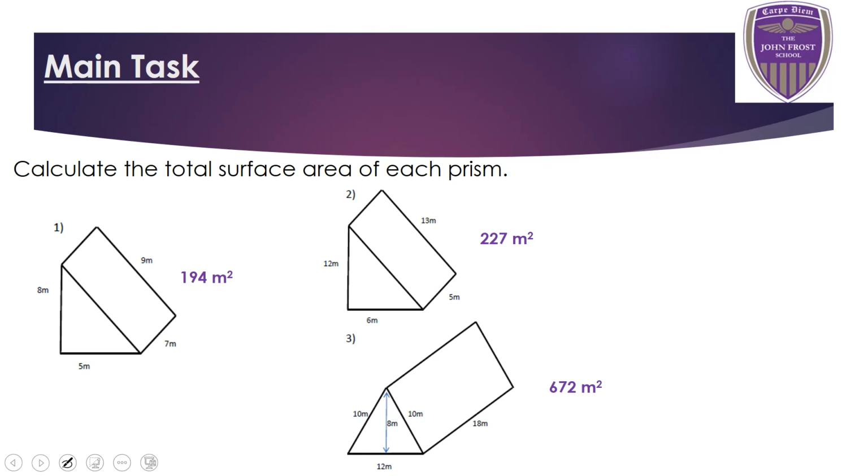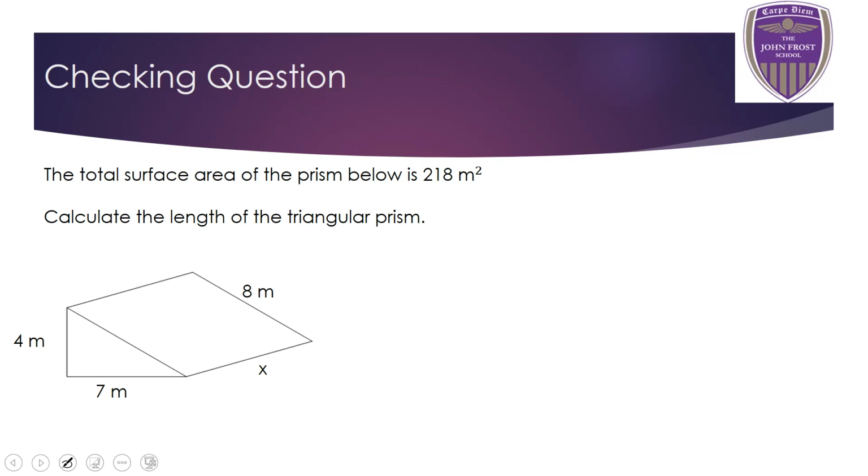Okay, here are the solutions to each of those questions. Please check over them. Right then, let's do a final checking question then for today's lesson. On this one, we can see again a triangular prism, but on this one here, we can clearly see straight away that we don't have a measurement for this side here, which is the length of the triangular prism. We are calling it X. But what I am telling you is that the total surface area of the prism is 218 meters squared. That means the 5 faces in total give an area of 218 meters squared. Can you use that information now to have a go at finding X?